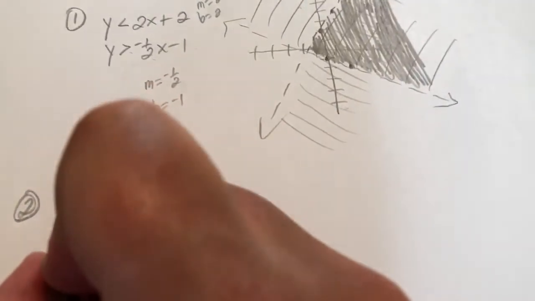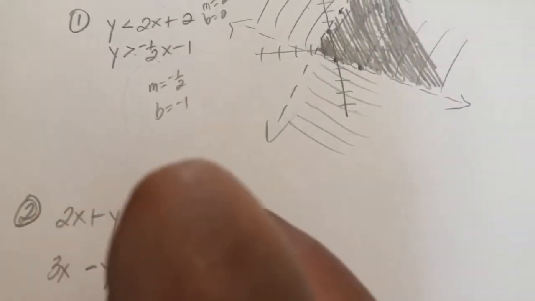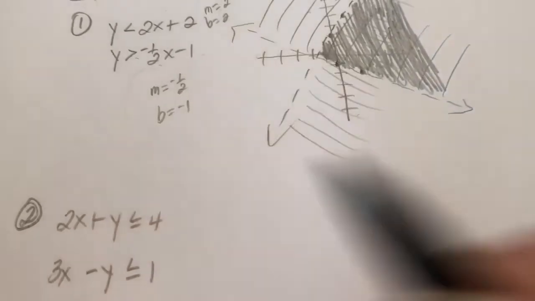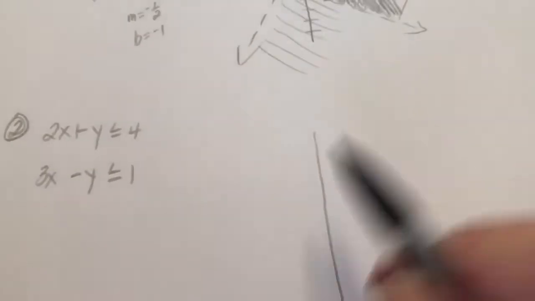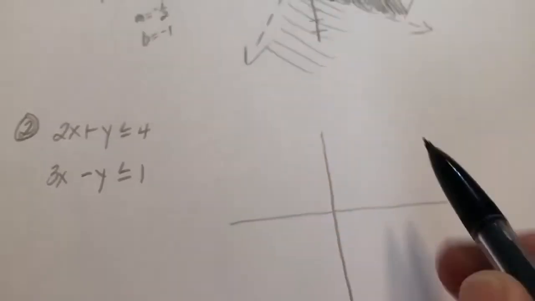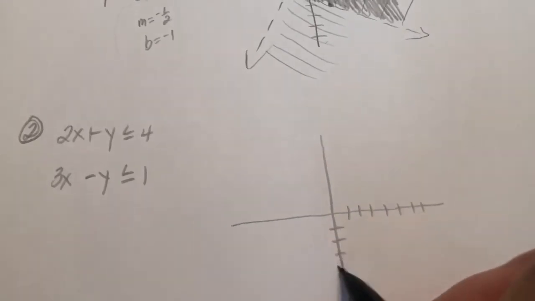Okay, so number 2, let's look at this one. 2x plus y is less than or equal to 4. And 3x minus y is less than or equal to 1. And while you're writing that down, I'm going to go ahead and make my graph. So if you need to pause it to catch up with me, go ahead. Okay.